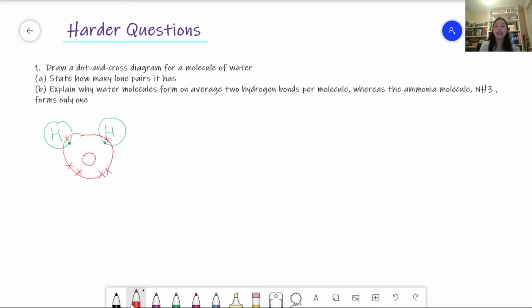For A, state how many lone pairs it has. That means it has 2 lone pairs. It has this one and this one. So these are lone pairs, and so it has 2 lone pairs.